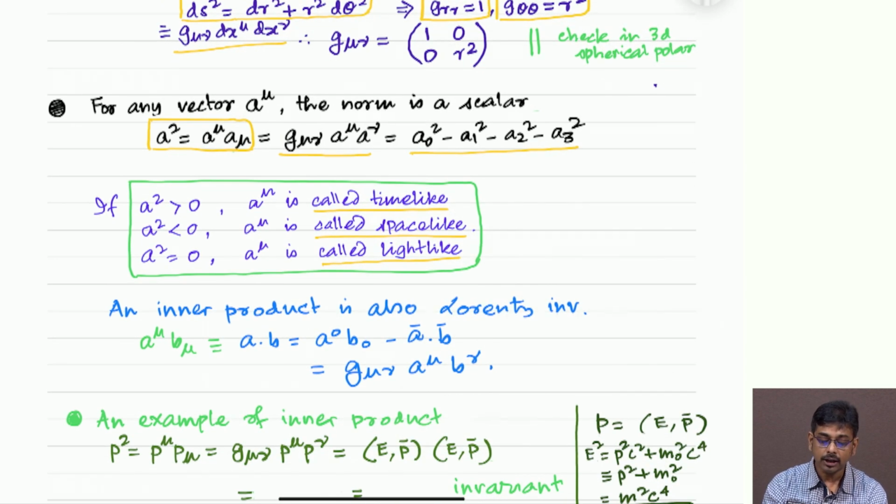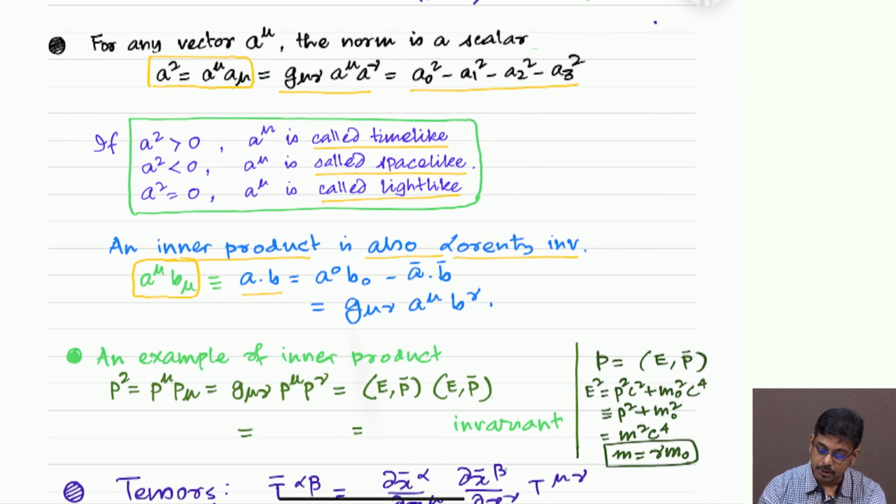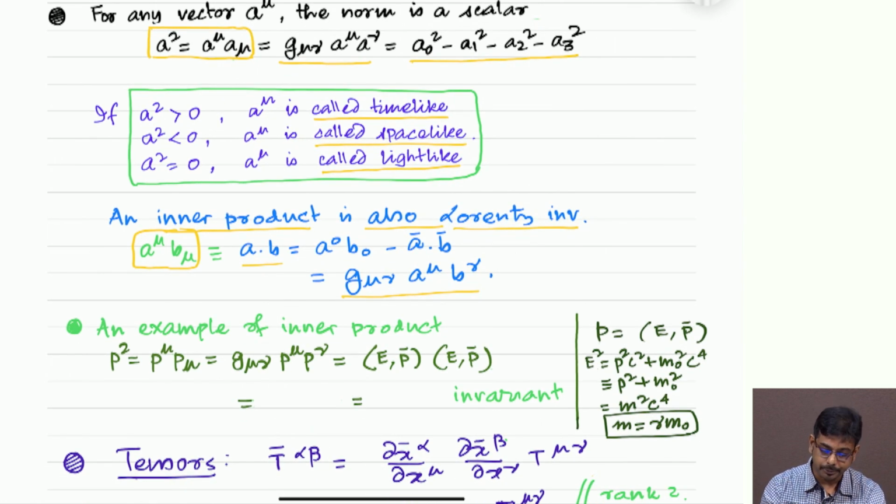Now, it is not only the norm of a vector, but also if you take an inner product of two vectors, that is also Lorentz invariant. For example, I can always define an A dot B, which is equivalent of doing A mu B mu, right, and this will be simply A0 B0 minus A vector dot B vector, and that is nothing but g mu nu A mu B nu, right. Therefore, we can always define an inner product with the two vectors, which is also a Lorentz invariant or a scalar basically.